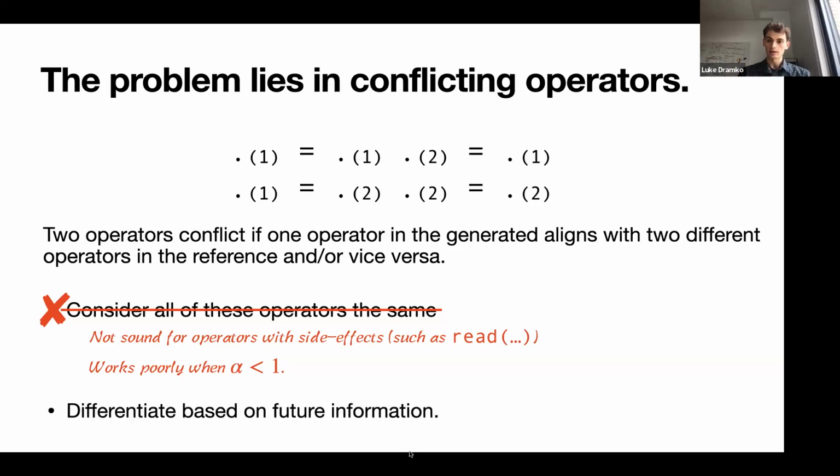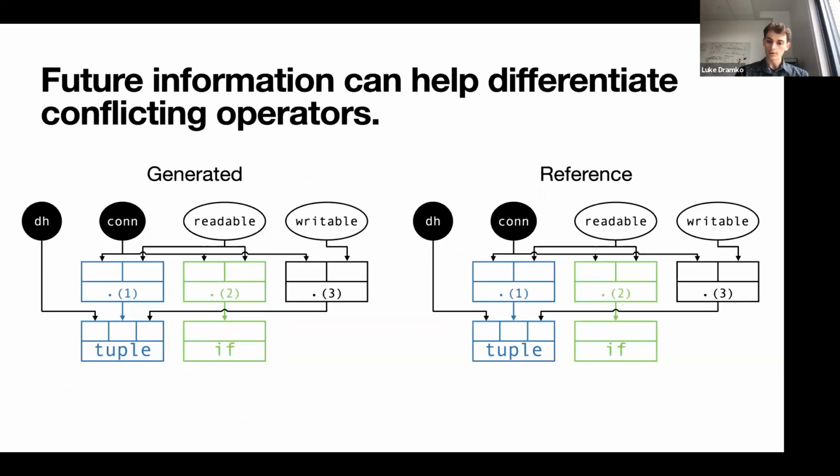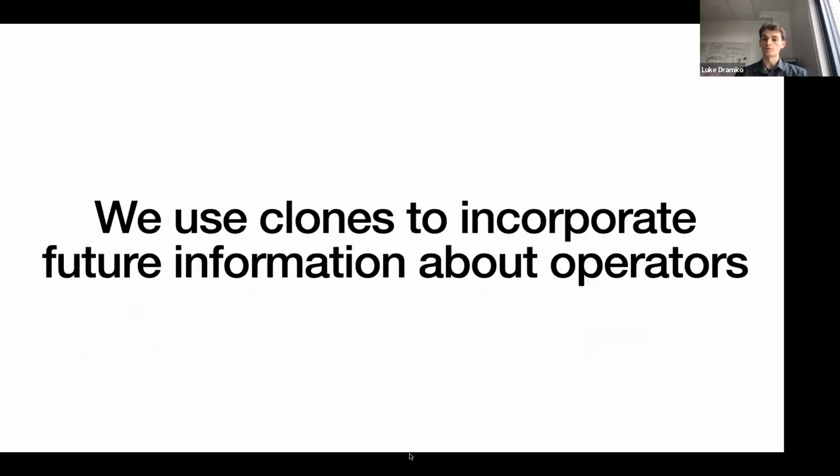So what we do instead is we differentiate these operators based on future information. What this looks like is this. We see that the first attribute access in the generated and reference are each passed to the tuple initialization operator, whereas the second attribute access in the generated and reference are each passed to the if statement. So this is some useful information we can use to differentiate these different attribute access operators. But unfortunately, just this insight doesn't give us a mechanism for how to do this. The mechanism that we use is code clone detection.